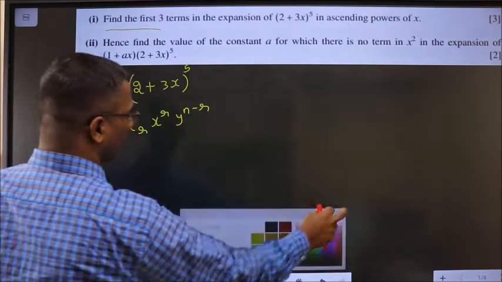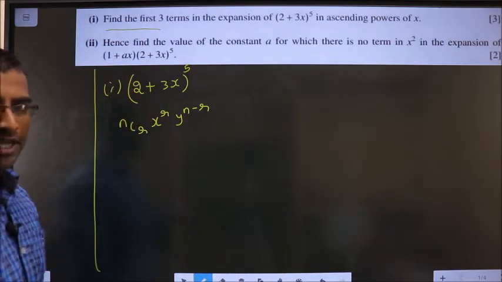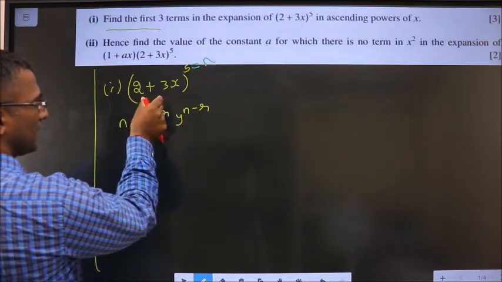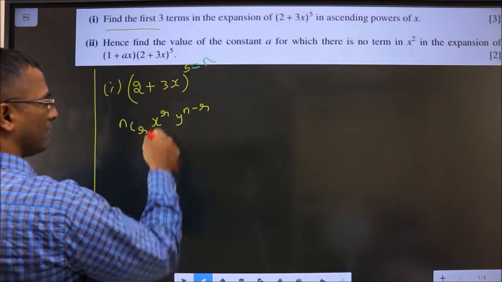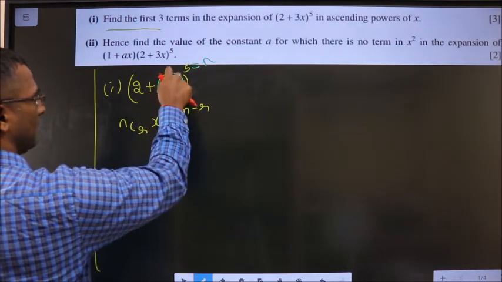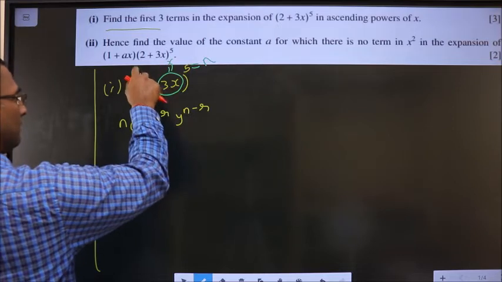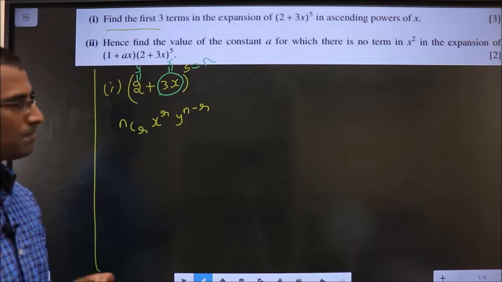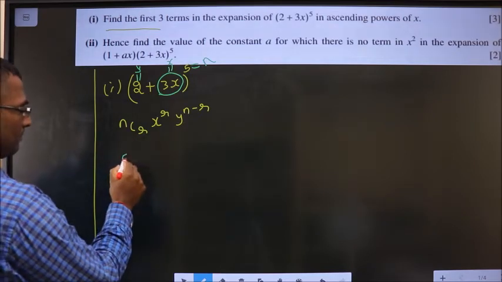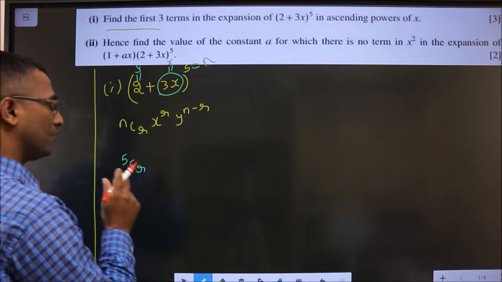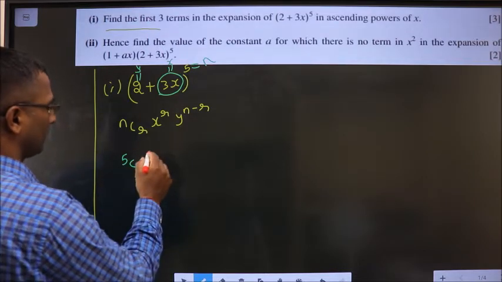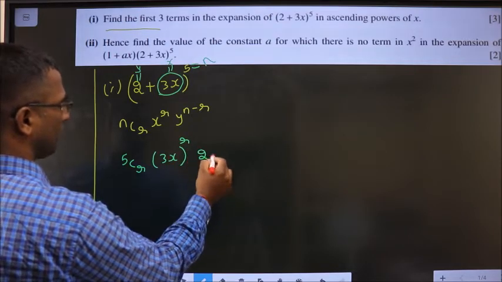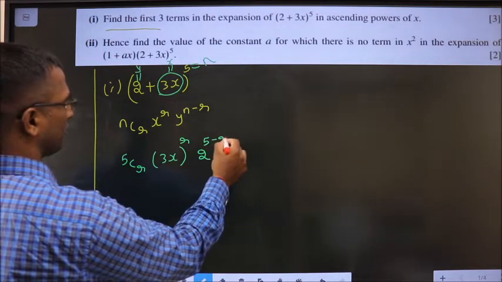Now, in place of n, what do you have? The power will be taken for n. Inside the bracket, the x term will be taken for x, so this is in place of x and the left out term will be for y. Okay, replace them in the general term. It will change to 5Cr, the letter r will remain like that only. In place of x, 3x. In place of y, 2. n is 5, so 5 minus r.